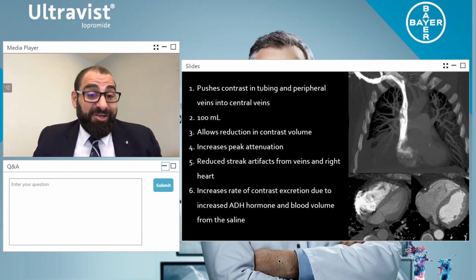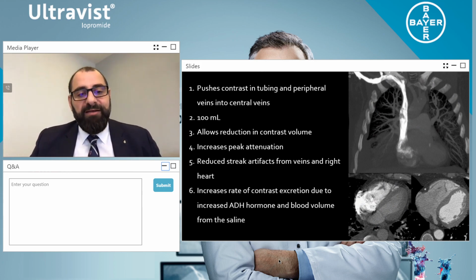Because remember, the viscosity of saline is different than the viscosity of contrast. And you're probably asking, what is viscosity? Well, viscosity is how thick or thin this contrast can move in a solution. So of course, contrast is thicker and saline is less viscous. So then what you would do is you would increase the flow rate by 1 millisecond.